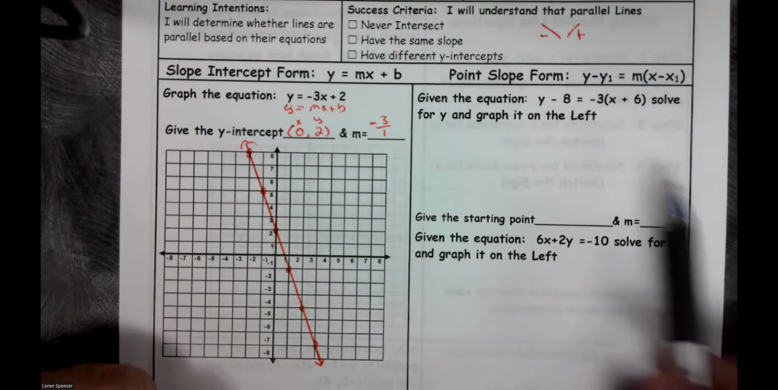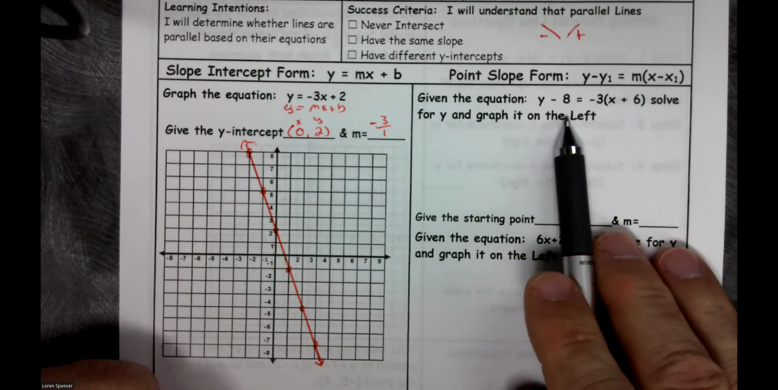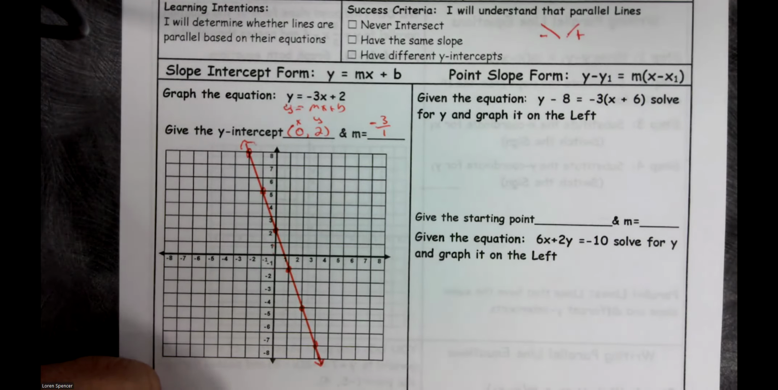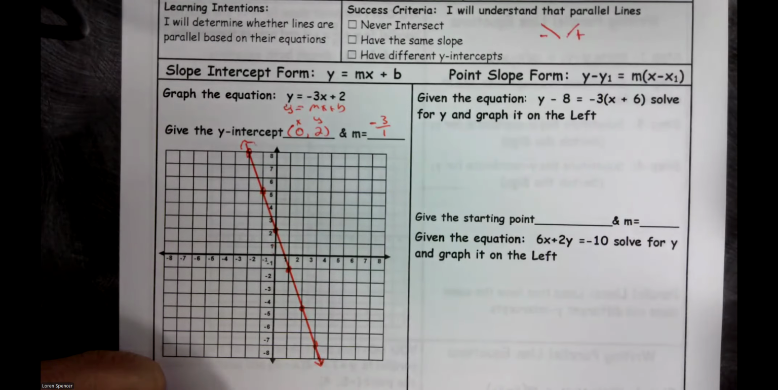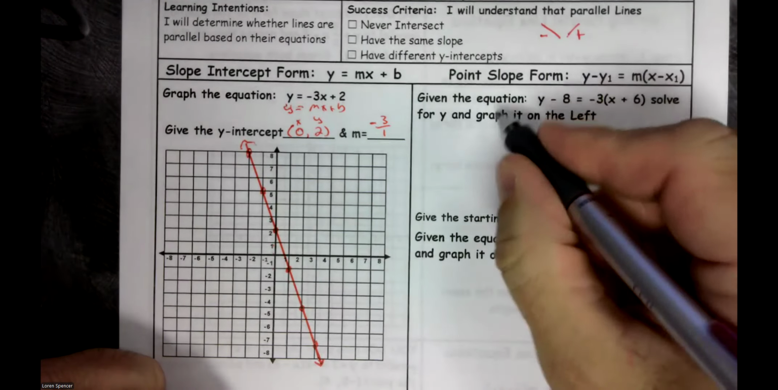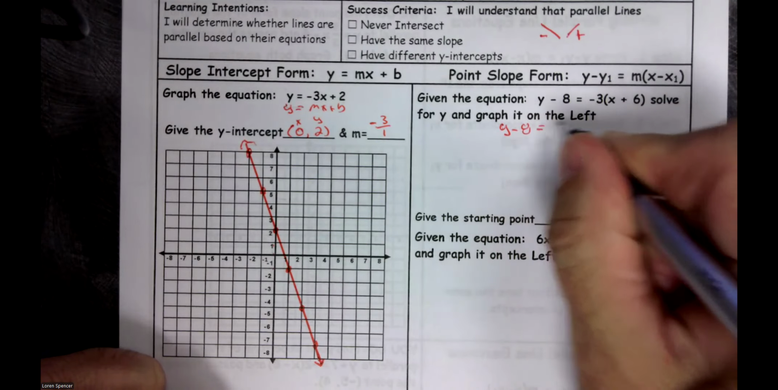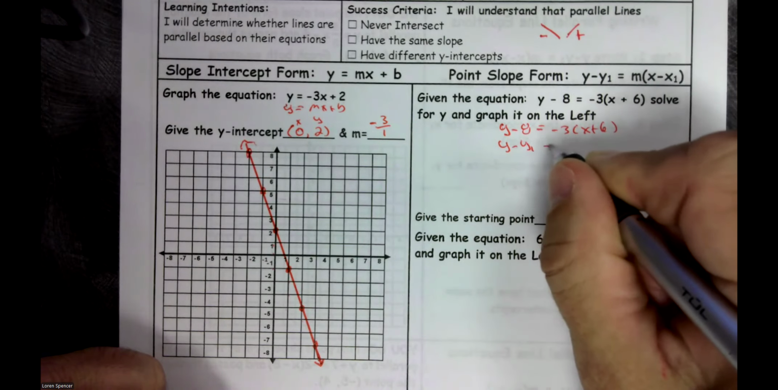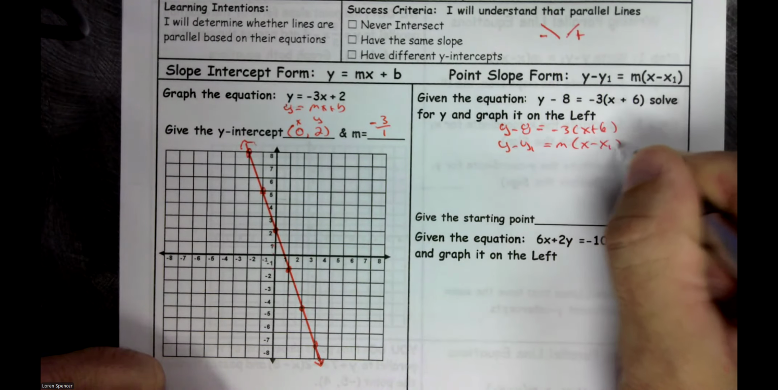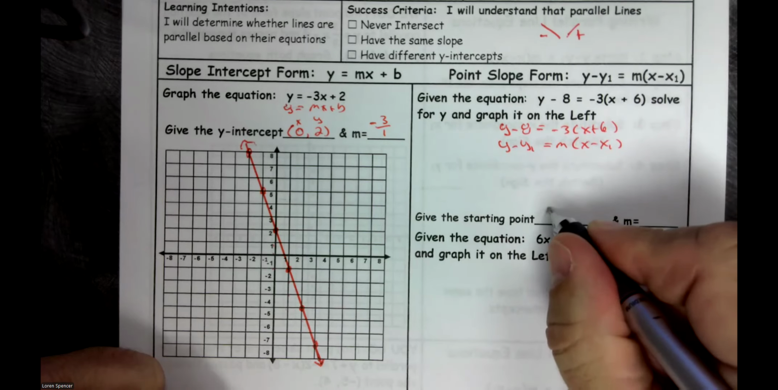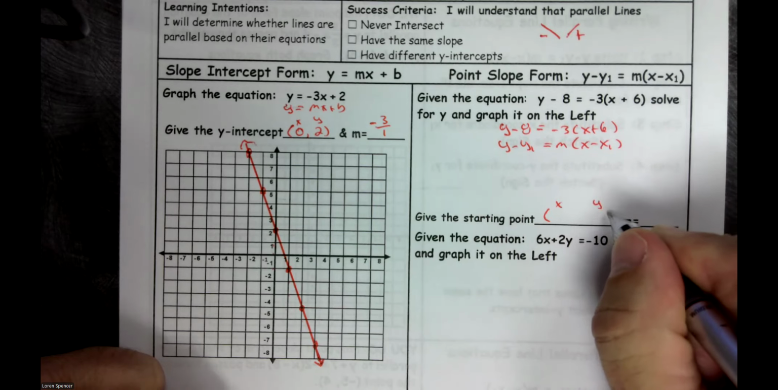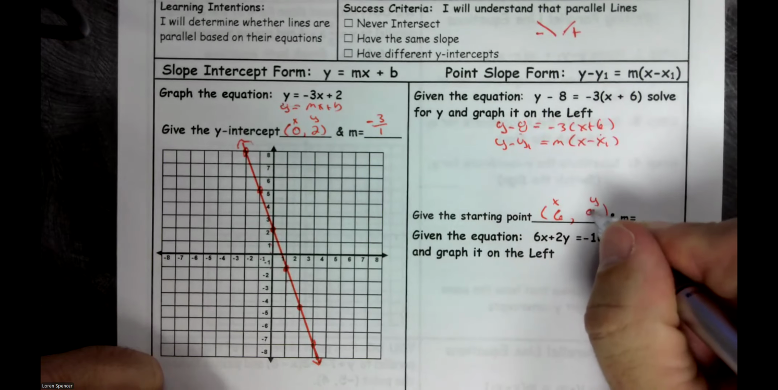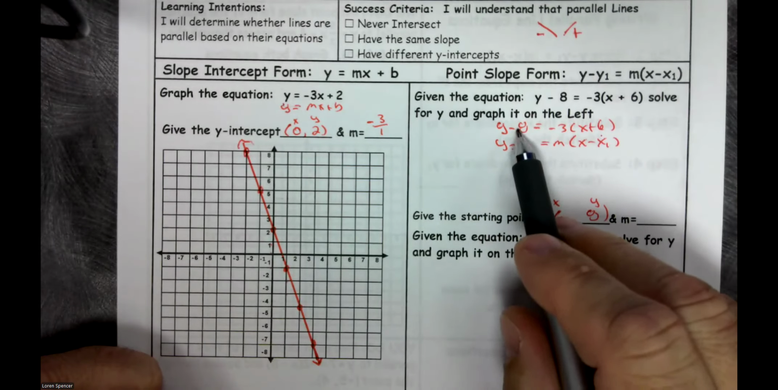Okay, the next thing, given the equation y minus 8 equals negative 3 parenthesis x plus 6, solve for y and graph it on the left. Before we do that, let's identify our starting point. Please remember what they've given us here is y minus 8 equals negative 3 parenthesis x plus 6, and that's in y minus y1 equals m times x minus x1. So our starting point, we know this is going to be an x and this is going to be a y. So we definitely have a 6 and an 8. But because we have a negative here, we have to swap the sign.